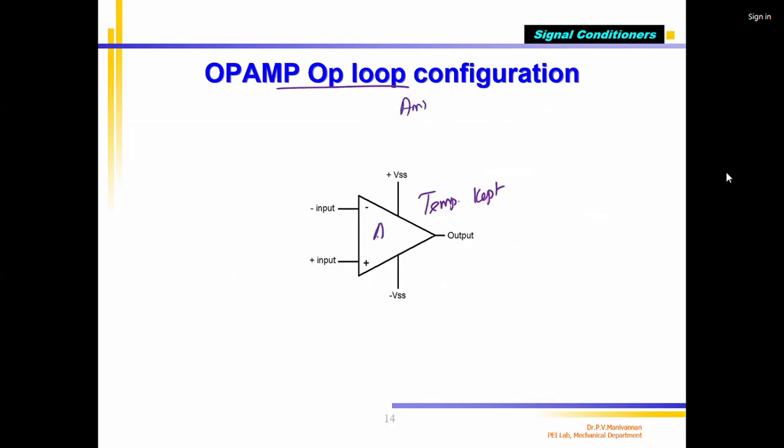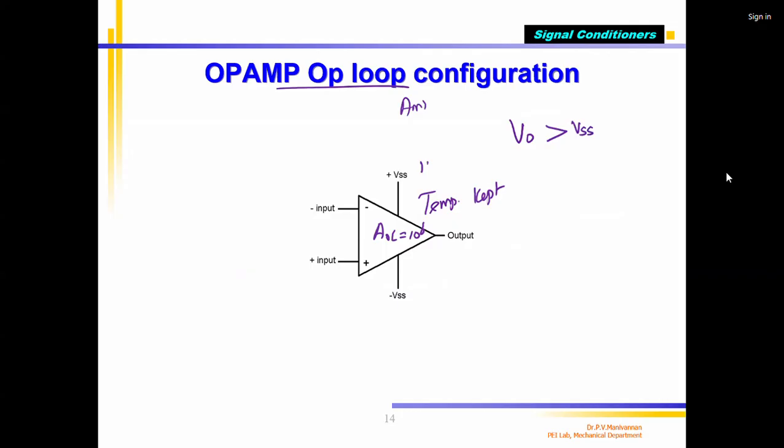Another drawback is, we know that my AOL equals 10 power 6. For example, here it generally goes to 10 power 8. Okay, what is the maximum input voltage I can give? Another note down: my output voltage V0 cannot be greater than VSS.